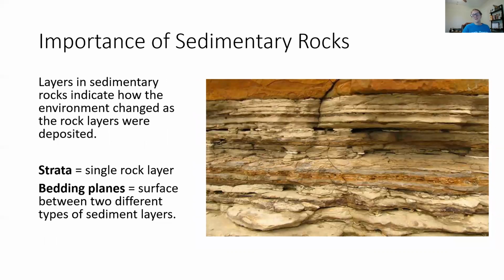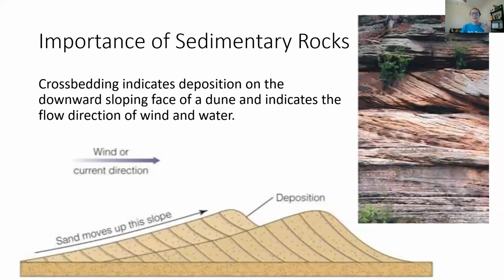Now, the layers of sedimentary rock also tell us a lot of information. So some new vocabulary here. Strata just means a single rock layer, and a bedding plane is the surface in between those two different strata, different rock layers. Right? So the way we can use strata and bedding planes, one of my favorite ways is through cross-bedding.